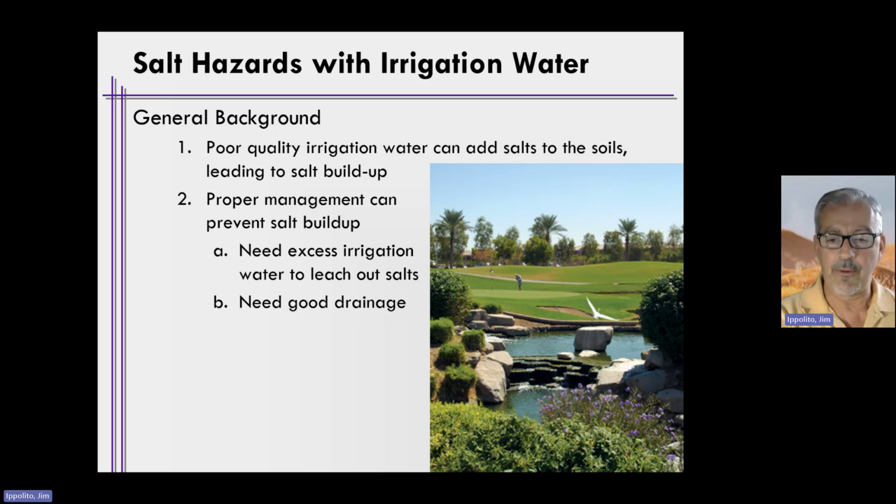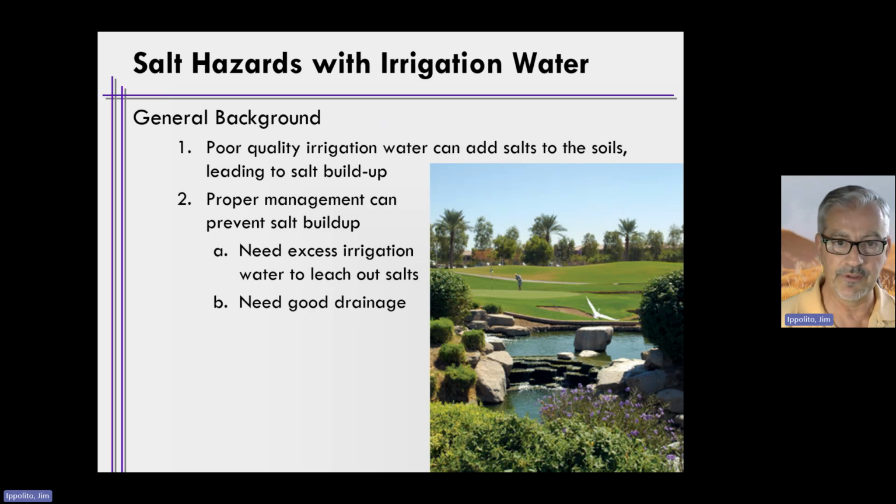So some general background to lead you in how to manage. First of all, poor quality irrigation water is oftentimes the culprit, and poor quality irrigation water can add salts to soils and lead to salt buildup. In fact, more often than not, this is how salts build up in our soils, because of poor quality irrigation water. So proper management can prevent excessive salt buildup, but it may not stop salts from building up.